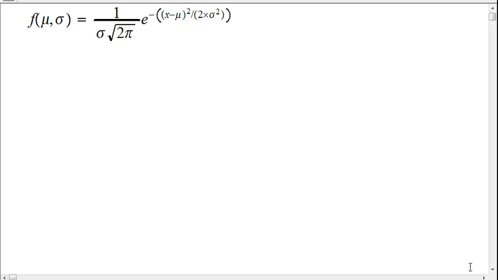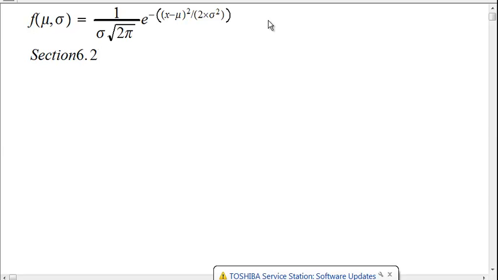Okay. So what we are going to do is section 6.2. That's what the professor wanted us to do today, right? Okay. What is section 6.2? What is that about, anybody? Normal distributions, right? Okay. Now, what are normal distributions? A normal distribution is a specific kind of bell curve.